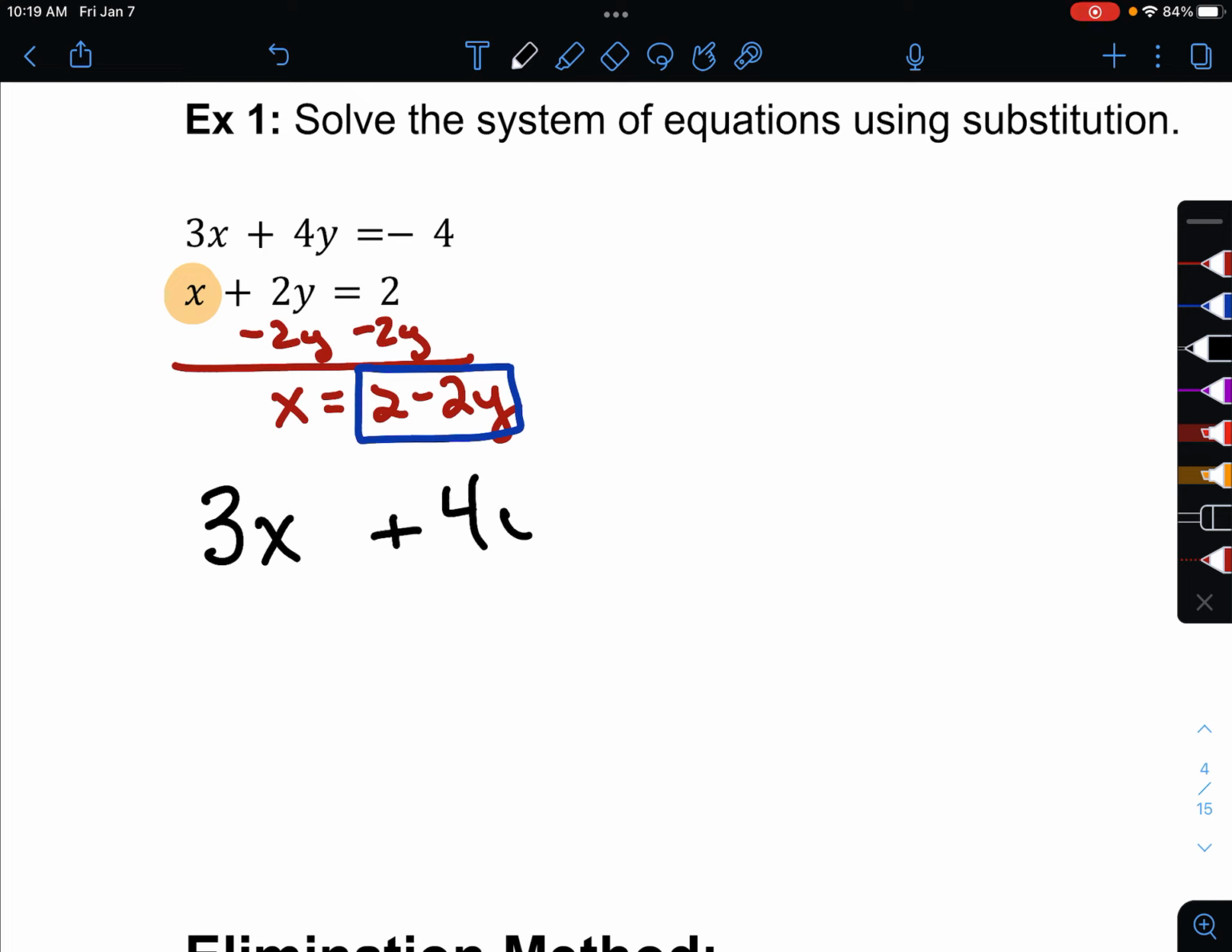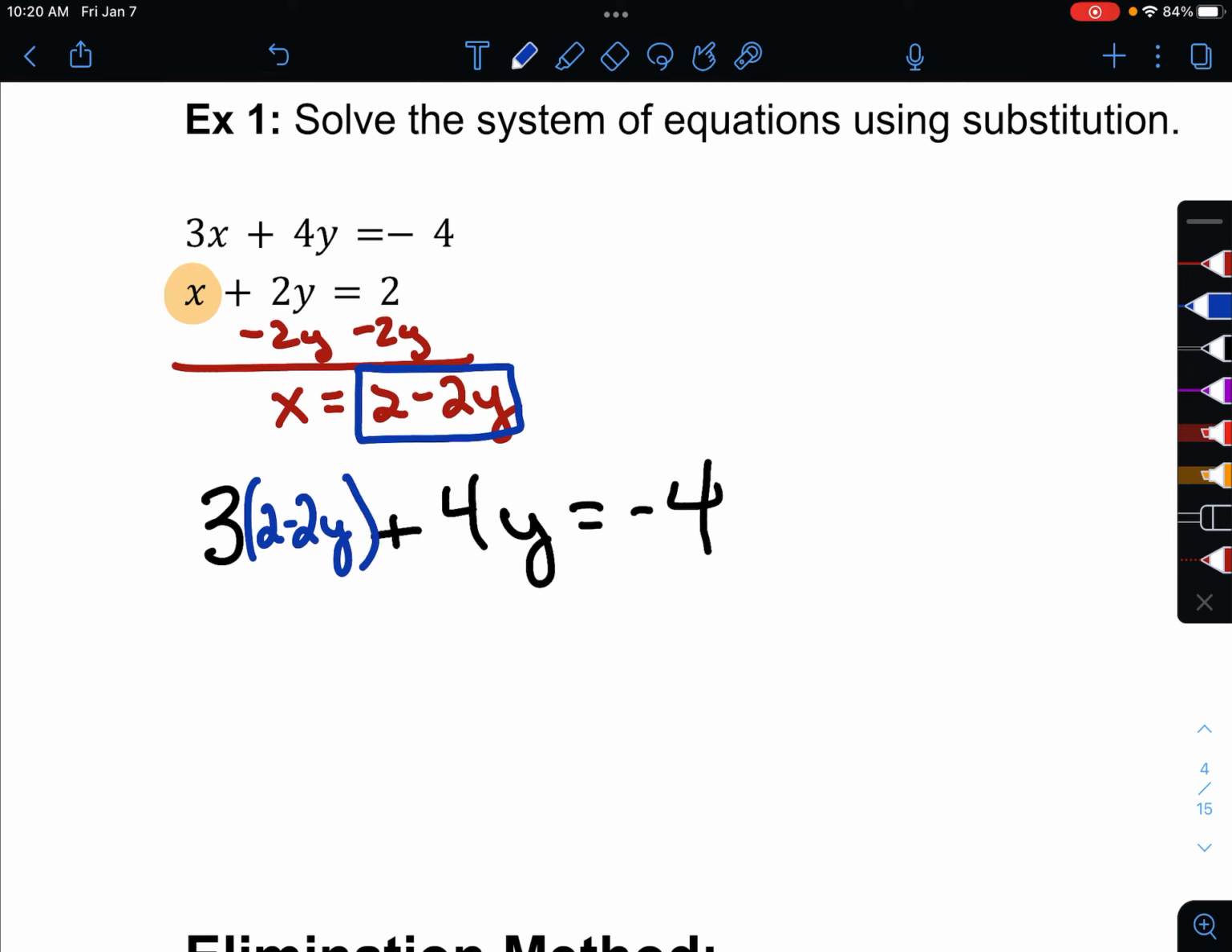plus 4y equals negative 4. Now, what am I going to erase? Am I going to erase the x or the y? What am I taking out of the game? Well, this says that x is the same thing as 2 minus 2y. So I think I want to take out the x. So I'm going to delete the x, remove that, and what am I putting in again? I'm going to put 2 minus 2y right in there. You see how I had to put it in parentheses also?